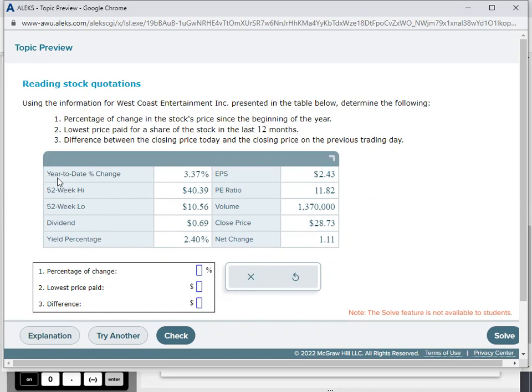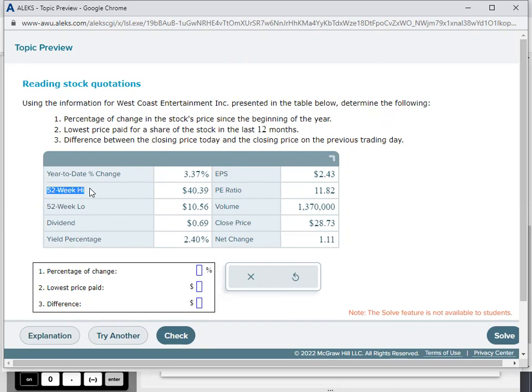So this first thing here, year to date percent change. Since the beginning of the year, what percentage has the price of the stock changed? Well, for this stock, it's positive 3.37%, so it has gone up 3.37%.